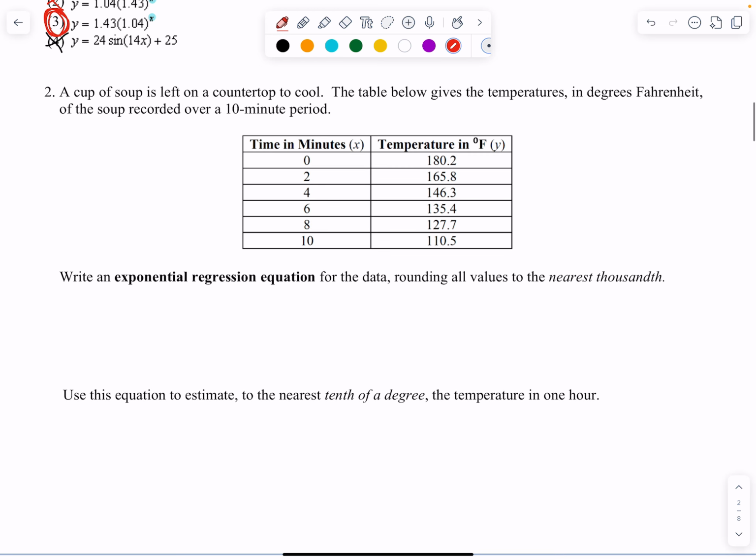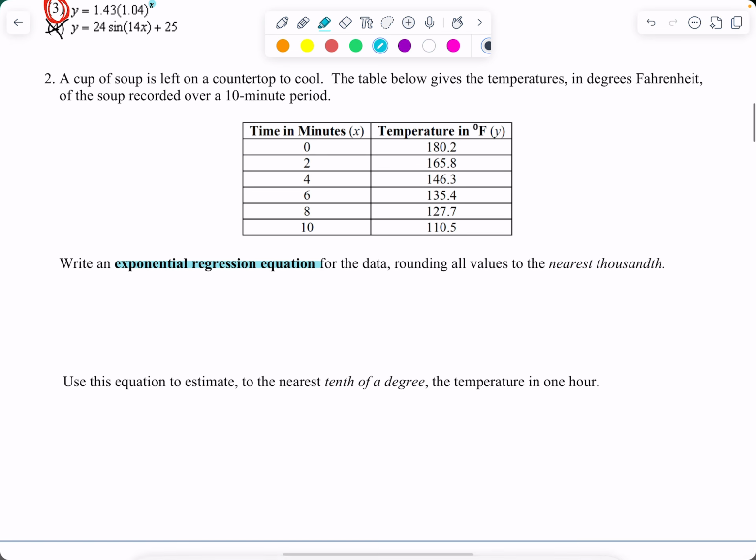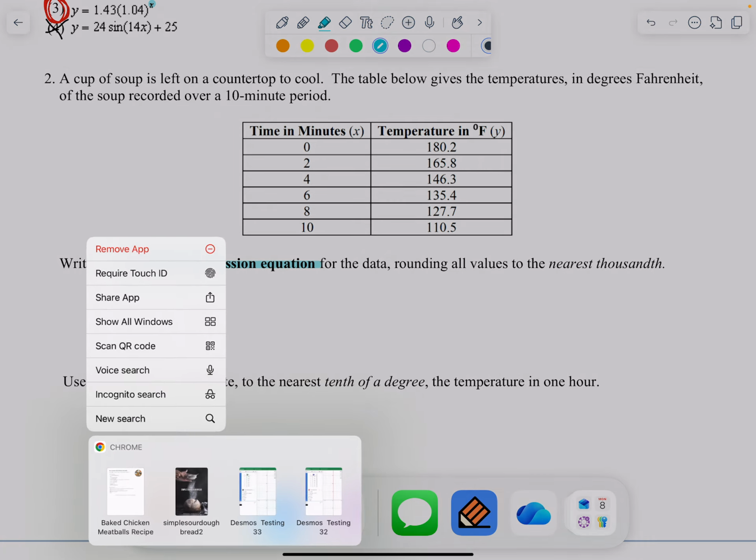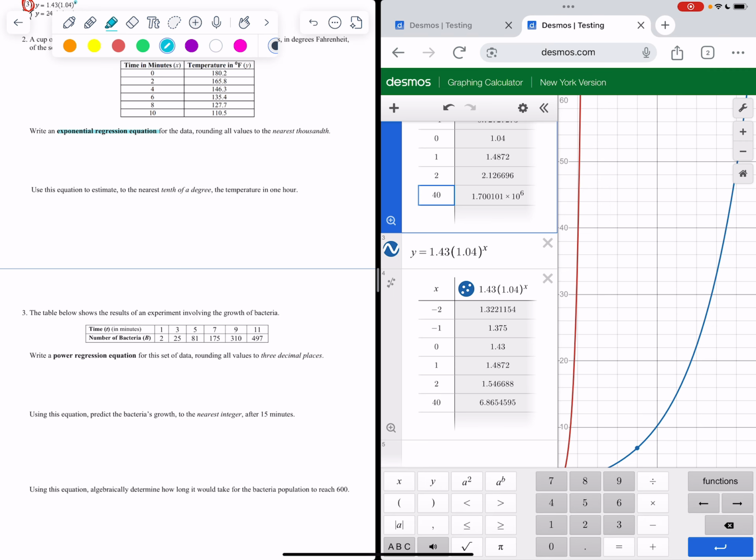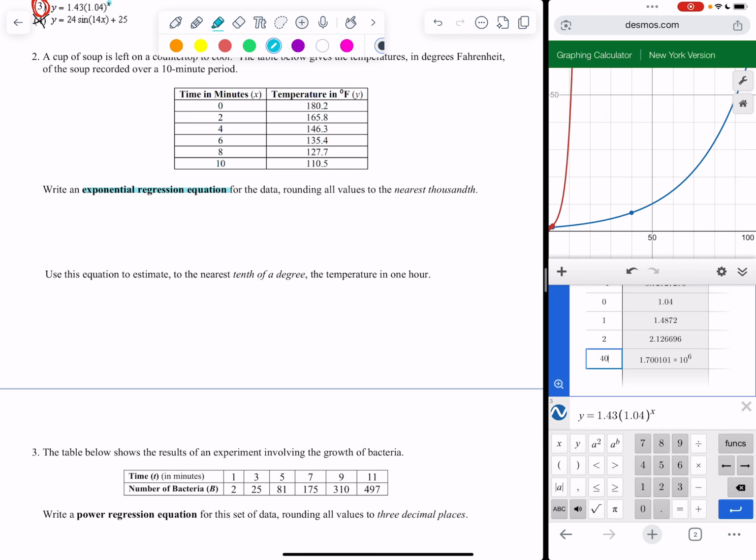All right, so for number 2, we're going to take a look at this given data. They told us we have a cup of soup left on a countertop to cool. The time in minutes is represented by X. The temperature in degrees Fahrenheit are my Y values. And I'm being told to write an exponential regression equation for this data. So I'm going to take this. That's probably a better way of doing it so I don't lose everything.